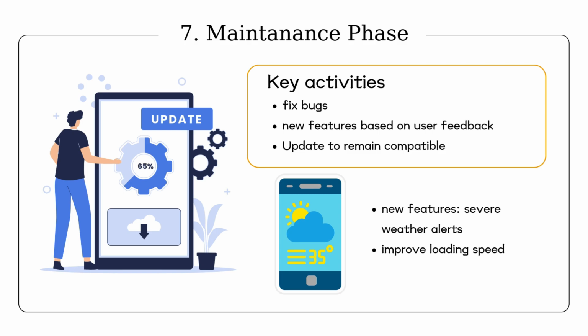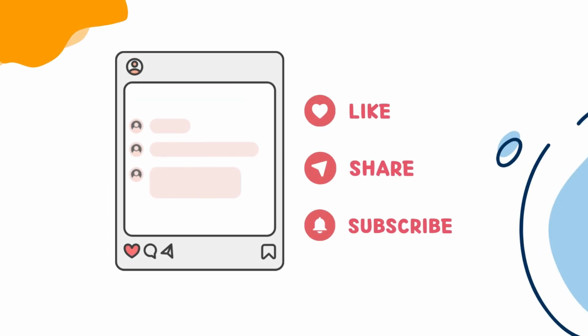For the weather app, developers might release updates to include severe weather alerts or improve loading speeds. And that's the software development lifecycle. Understanding these 7 phases is key to successfully building and maintaining software.